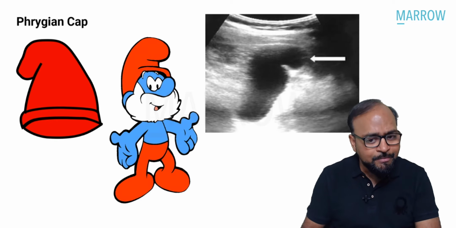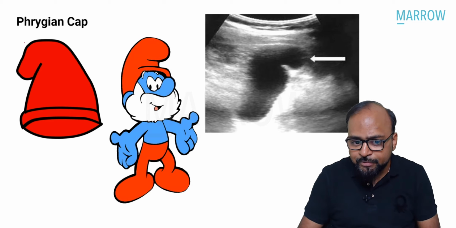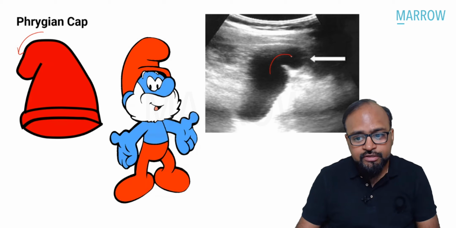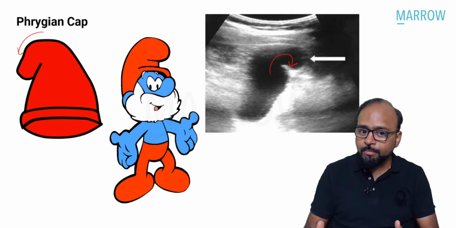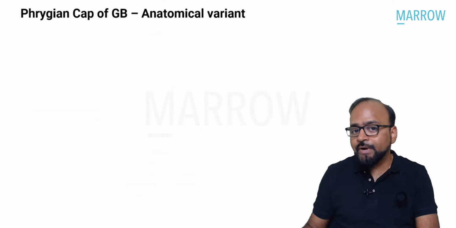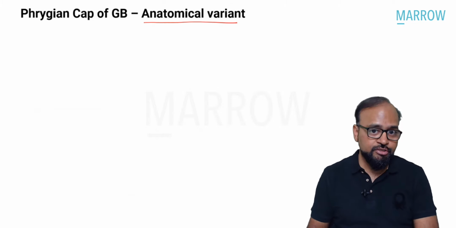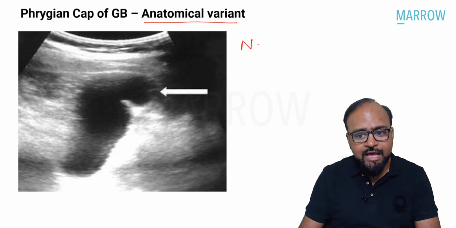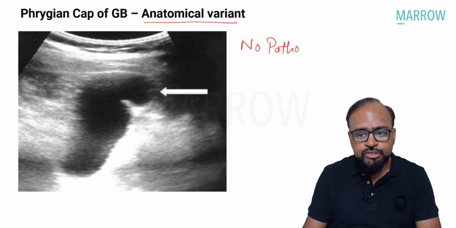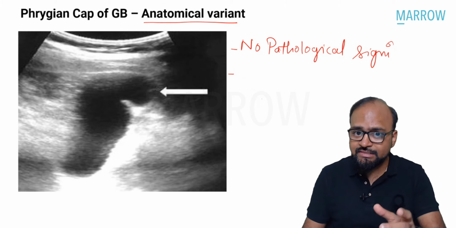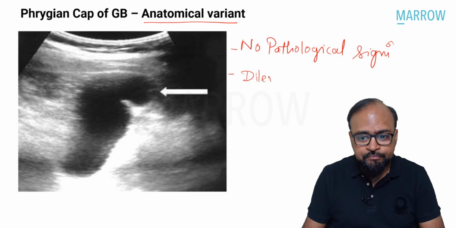And what is the peculiarity? That the cap is folded upon itself. So the fundus of the gallbladder is folded onto the body of the gallbladder. This is what is called the Phrygian cap of gallbladder. This is nothing but an anatomical variant, remember. Remember, it has absolutely no pathological significance. But it has an imaging significance in the sense that it can create a diagnostic dilemma.